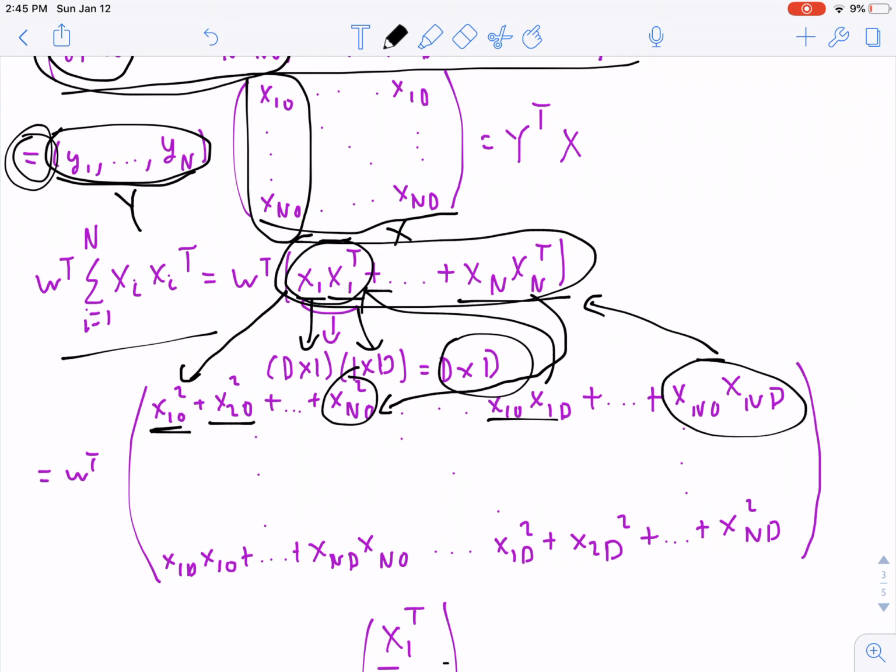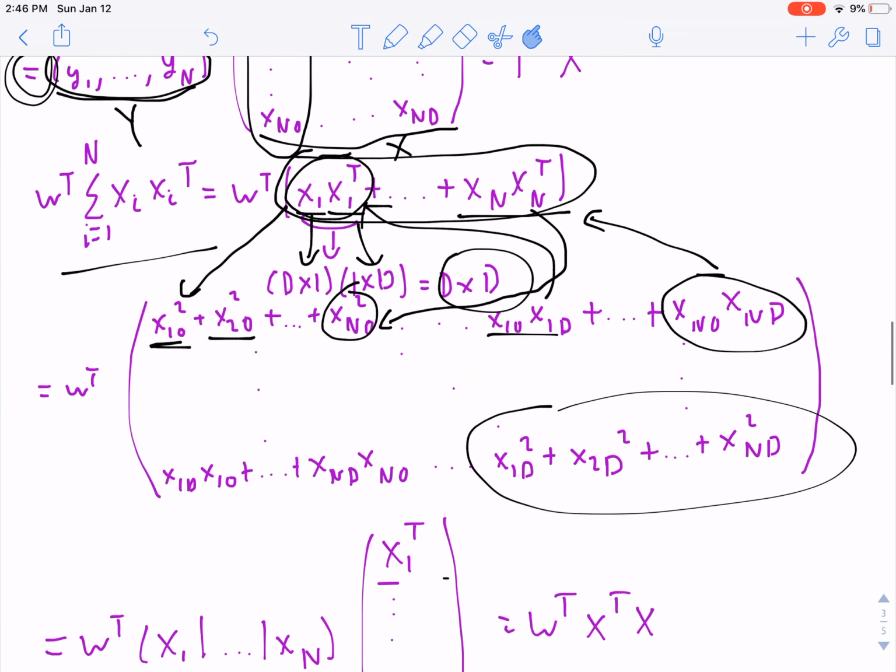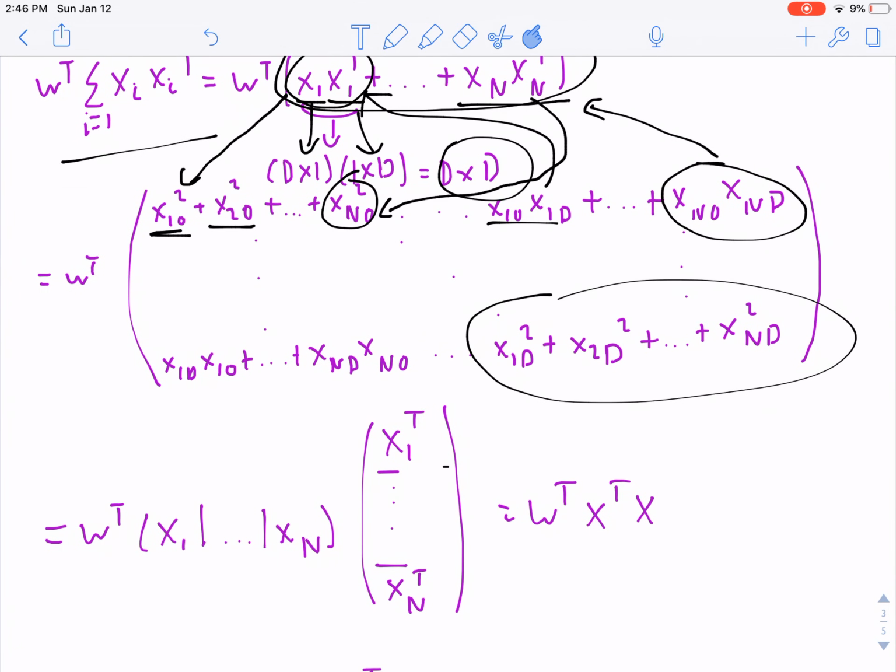And then the bottom right-hand corner is pretty similar to the top left-hand corner. x1t will come out to x1d squared, x2t will come out to x2d squared, all the way to xnt, which will come out to xnd squared. So now we want to write this as the product of two matrices, and we'll just keep wt by itself again, and we'll see that this giant d by d matrix is actually just the product of x transpose times x. How are we going to see that?